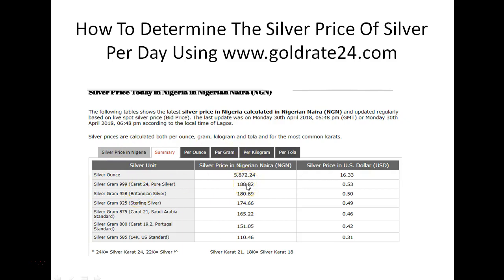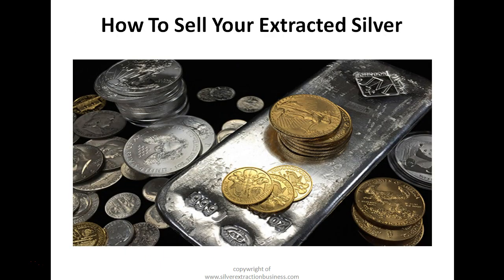Now if you're calculating in ounces, you have to divide what you have by 31.06 to convert to ounces. And once you do that, you now multiply it against the price here, the price in ounce. And once you do that, you've gotten the price of your silver. And now you can go ahead to see how you can sell it. Now, how to sell your extracted silver.